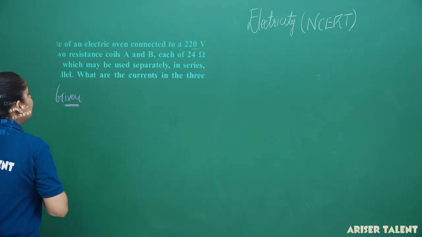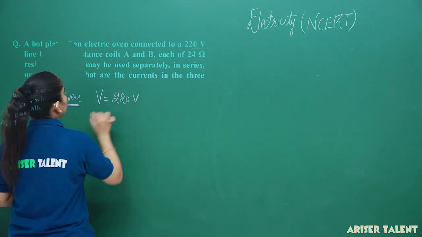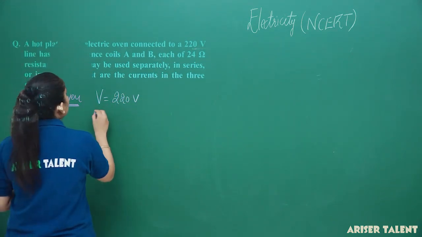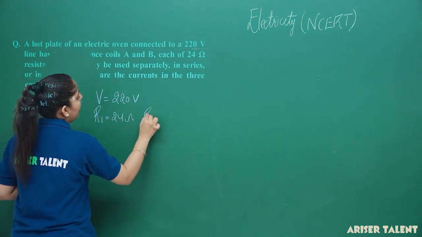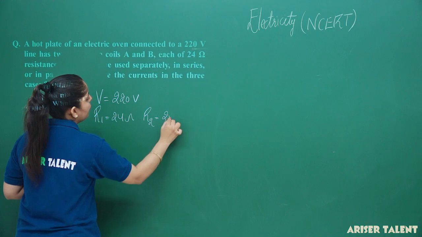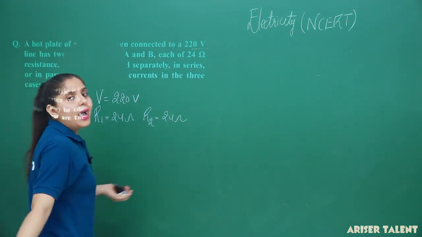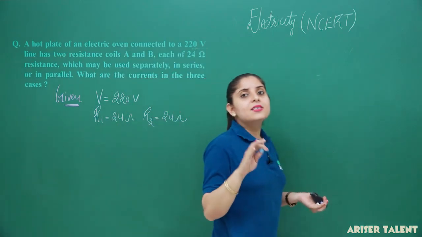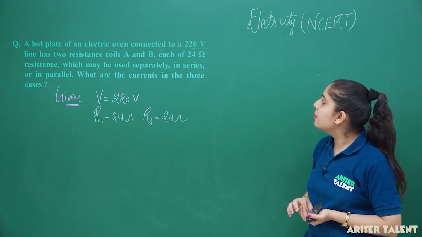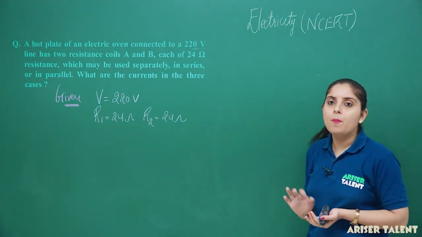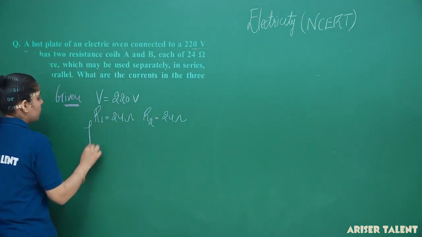What are the given conditions here? You are provided with a voltage of 220 volt. Then you have two resistances, R1 equal to 24 ohm and R2 equal to again 24 ohm. We have to calculate the current in the series, parallel as well as the individual case. So firstly I am finding the current in the simple case, and for it I will apply Ohm's law.